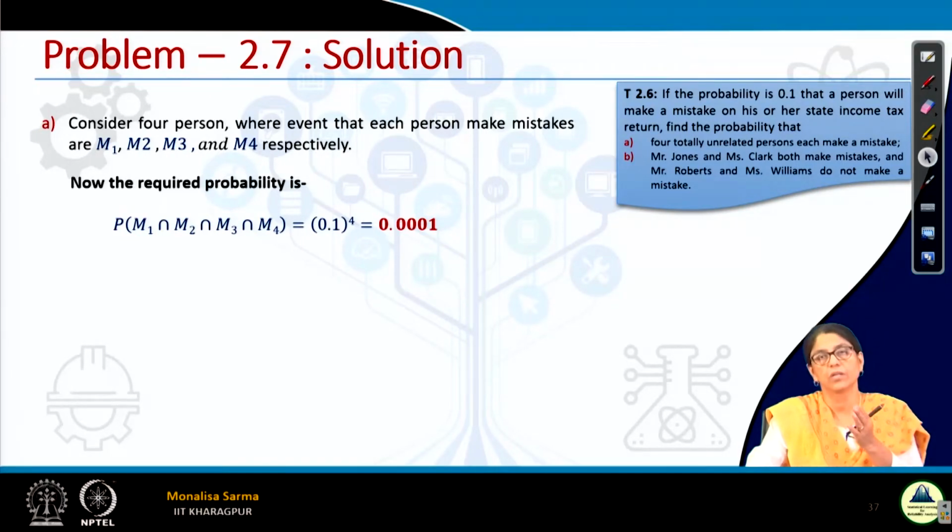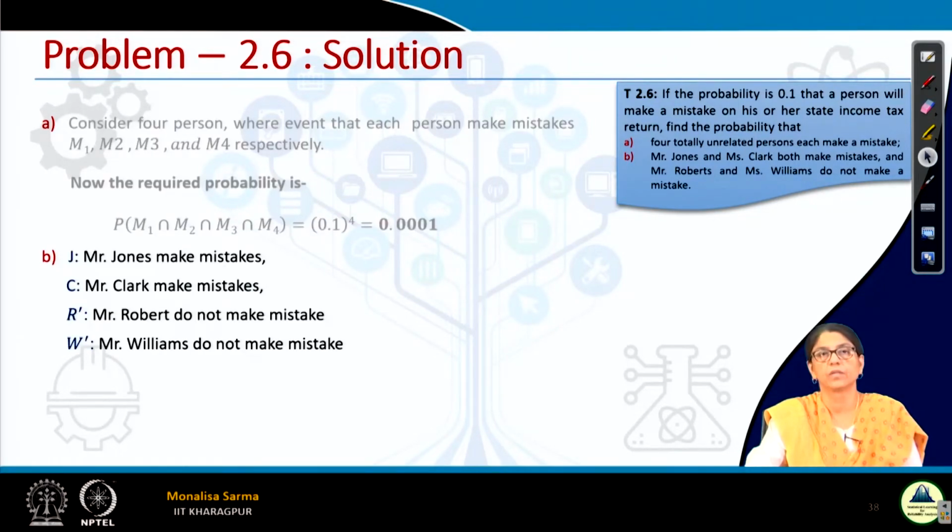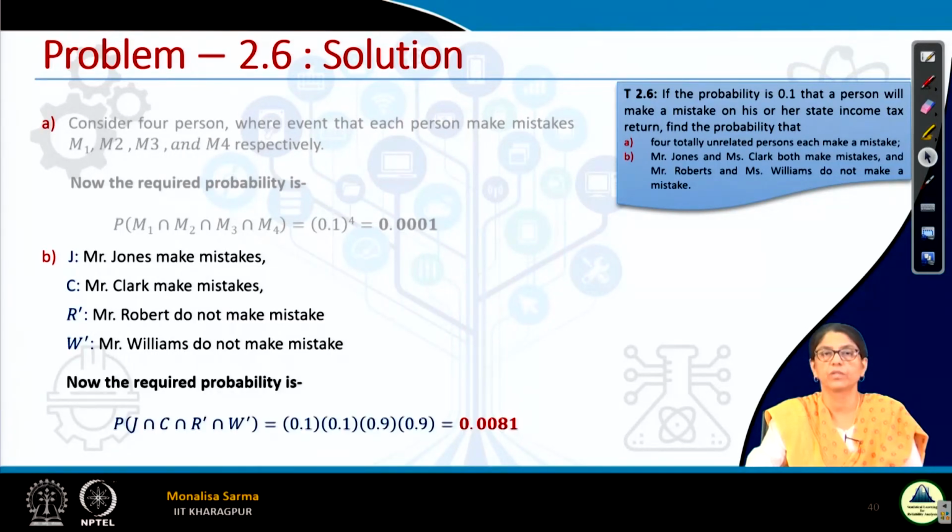So again, to compute this, since all are independent events, it is just a multiplication of all these probabilities. Okay. So now the required probability is just the multiplication of these. 0.1 corresponds to making a mistake, 0.9 corresponds to not making a mistake. Okay.